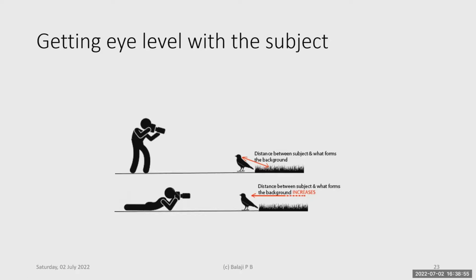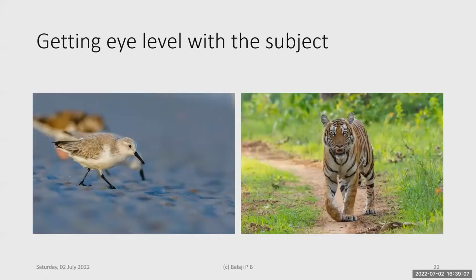And when you get at the eye level, when you're lying down and taking a shot, the distance between the subject and what forms the background increases, and you are able to get a very pleasing bokeh. For example, if you look at the previous image where the bird and what forms the background, the subject distance is huge, and it's beautifully blurred out, giving a very cinematic kind of look to the picture.